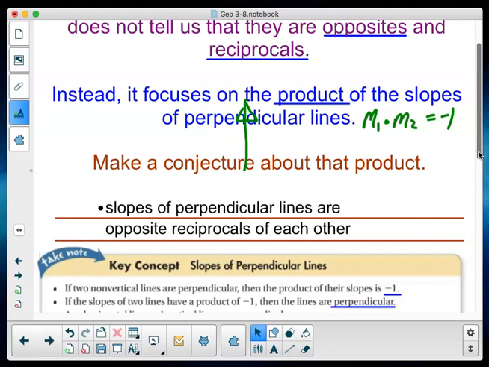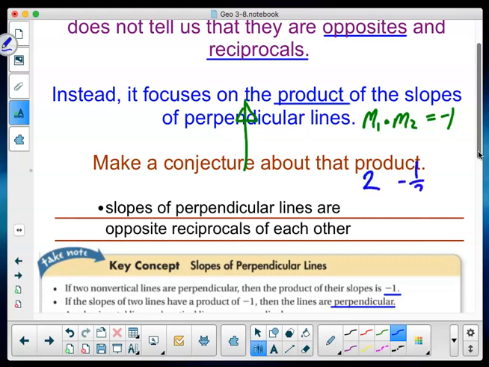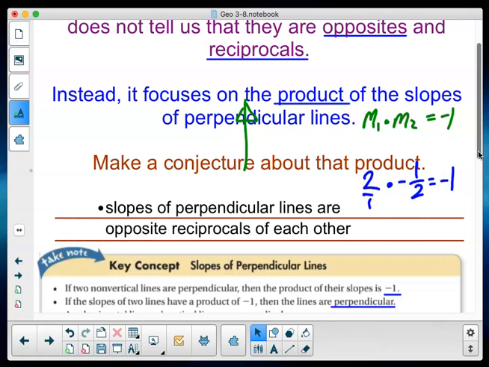Well, the slopes of perpendicular lines are opposite reciprocals of each other. So what does that mean? If I had one slope be 2, the other slope has to be -1/2. Multiply them together and I get -1. So you have to make sure you're comfortable with your fractions.